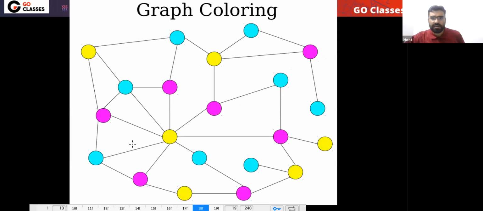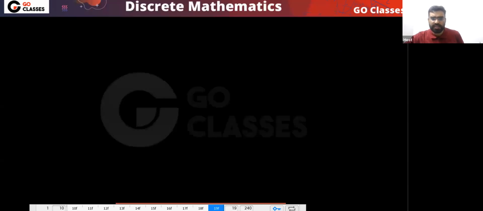You can notice this is a graph coloring. In this diagram, you can notice the adjacent vertices have different colors. For example, these two vertices are adjacent, they have different colors. These two vertices are adjacent, they have different colors. These are not adjacent, so they can have the same color. These two are also not adjacent, so they can have the same color or a different color. We don't care. But remember, if you have adjacent vertices, they should get different colors. These two are adjacent, they have different colors. These two are adjacent, they have different colors. So is the definition clear?